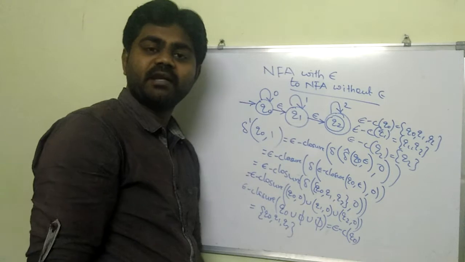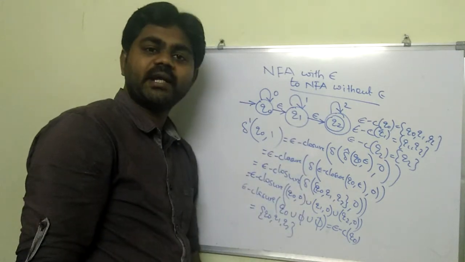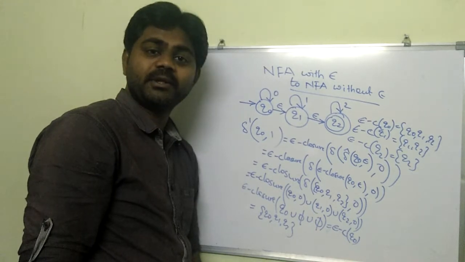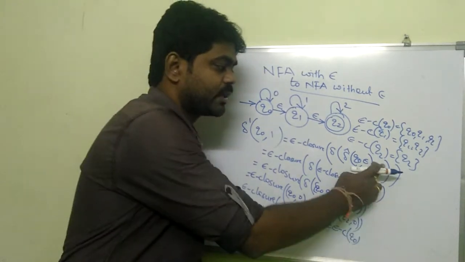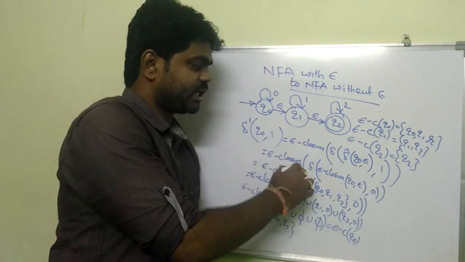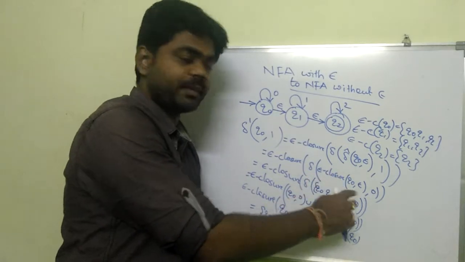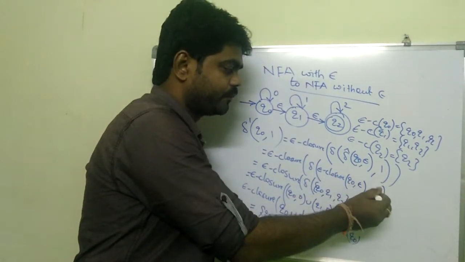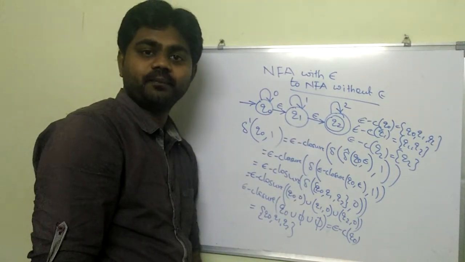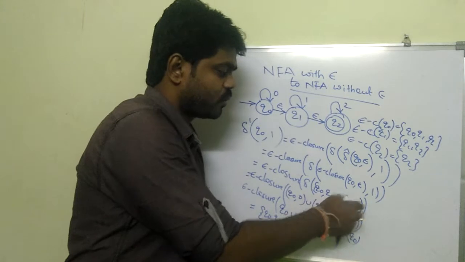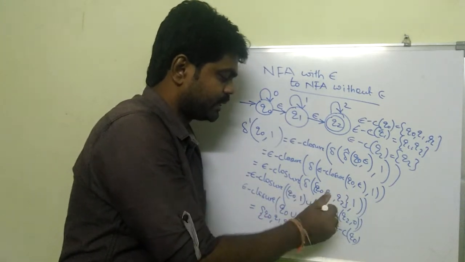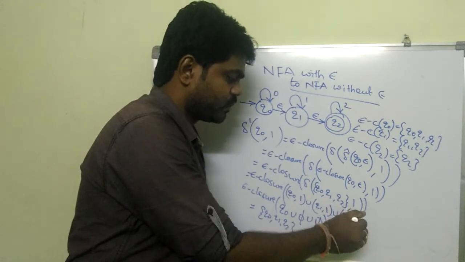The formula is the same. The formula will never change. Epsilon closure of delta of epsilon closure of Q0, comma epsilon, comma my input has changed now from 0 to 1. So epsilon closure of delta of epsilon closure of Q0, comma epsilon, comma 1. Now epsilon closure of Q0 we already know: Q0, Q1, Q2. So I change the input to 1: Q0 comma 1, union Q1 comma 1, union Q2 comma 1.